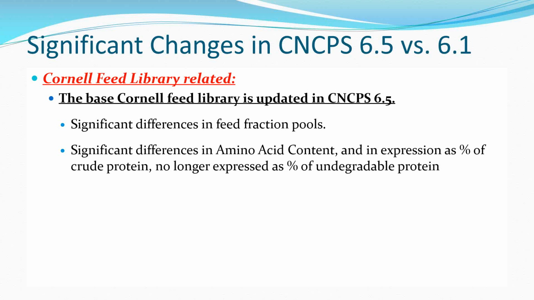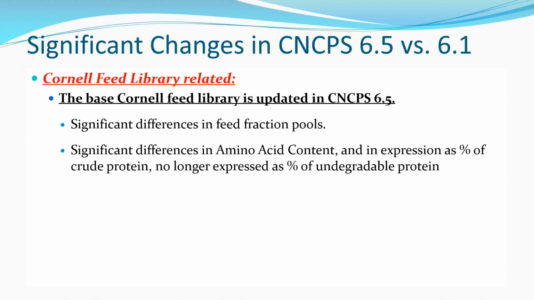But what is particular to the changes in the new library that relate to CNCPS version 6.5 is that the amino acid content is now expressed in that library as a % of crude protein. In the old Cornell base library, it was expressed as a % of insoluble residue. So that's the big change, and that makes it consistent with how the calculations of amino acid supply are now made. So that's the key changes that have occurred in 6.5 compared to 6.1.